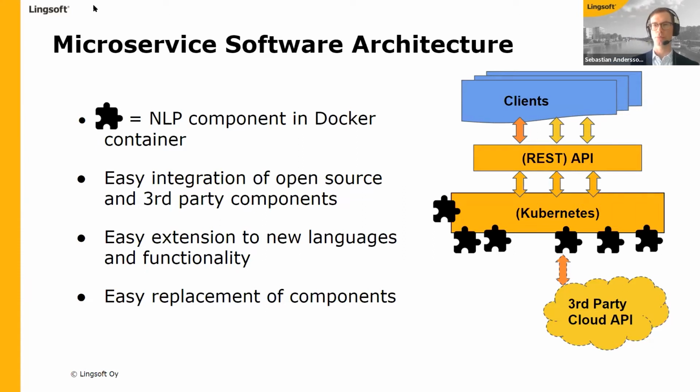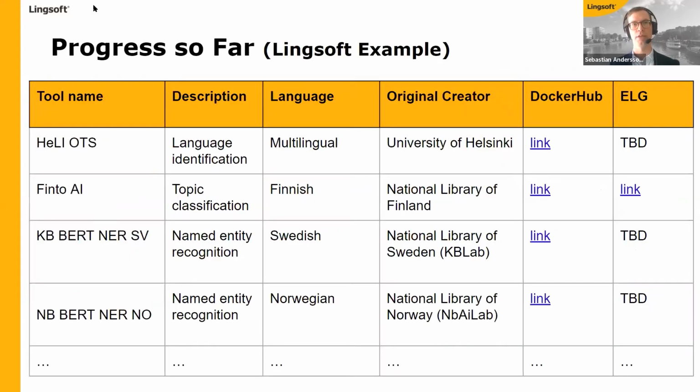And then on top of that Kubernetes, you have a REST or an API layer that clients, customers can integrate your tools with. And this is a simplified picture of how ELG works, and it's a simplified picture of how Linksoft's platform works. And to my understanding, it's a fair representation of also how the big organizations' clouds work.